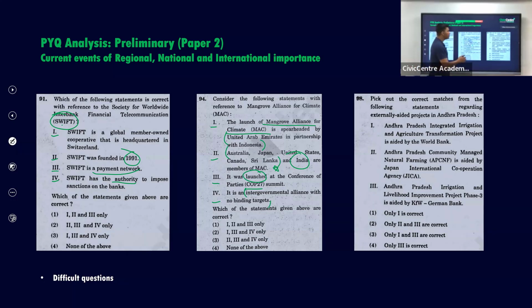Okay. Third thing, externally aided projects in Andhra Pradesh. Maybe for mains, you will make a note of 1 or 2 points. This particular project in Andhra Pradesh is aided by a Japanese bank, a German bank. But here they have asked 3 statements. This particular project is funded by the World Bank. This particular project is funded by a Japanese institution. This particular project is funded by a German bank. I would say that is difficult, too much factual. Okay, clear?